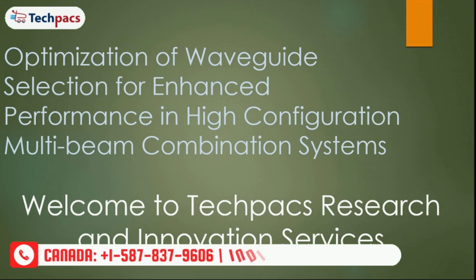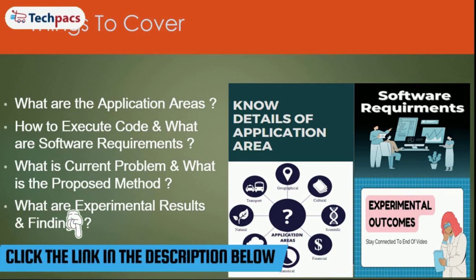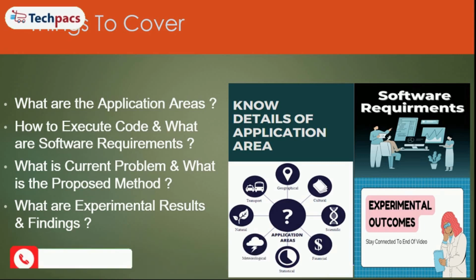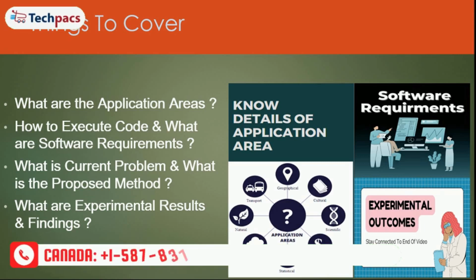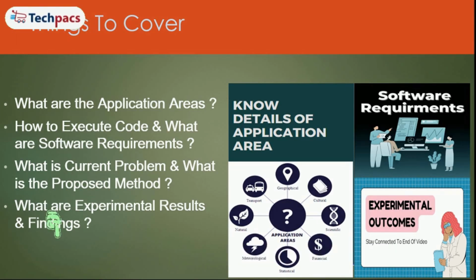So before moving to this video, let's talk about what exactly we will cover in this video. Initially, we will discuss the research domain we are working in and in which application areas it can be used. Then, the code we have designed, how to execute it and what the software requirements are to execute it. Then we will discuss what the current systems are doing and what the challenges in that are. Finally, in order to handle those issues, what the proposed work is doing. Finally, we will give the experimental outcomes and findings overview.